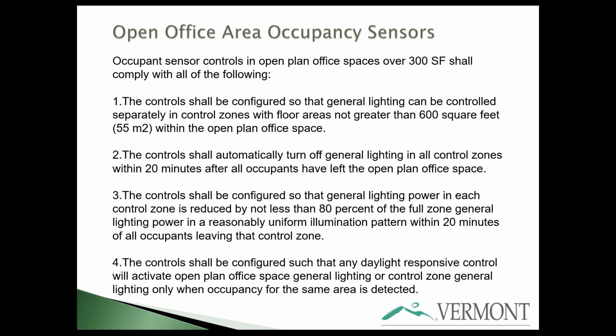The controls need to turn off within 20 minutes. They have to be configured so that general lighting power in each zone is reduced by not less than 80% of the full lighting power, and has to be in a reasonably uniform pattern. So it doesn't have to go off, but it has to go significantly down. The controls should be configured so that any daylight responsive control will activate open plan office space general lighting or control zone general lighting only when occupancy for the same area is detected.